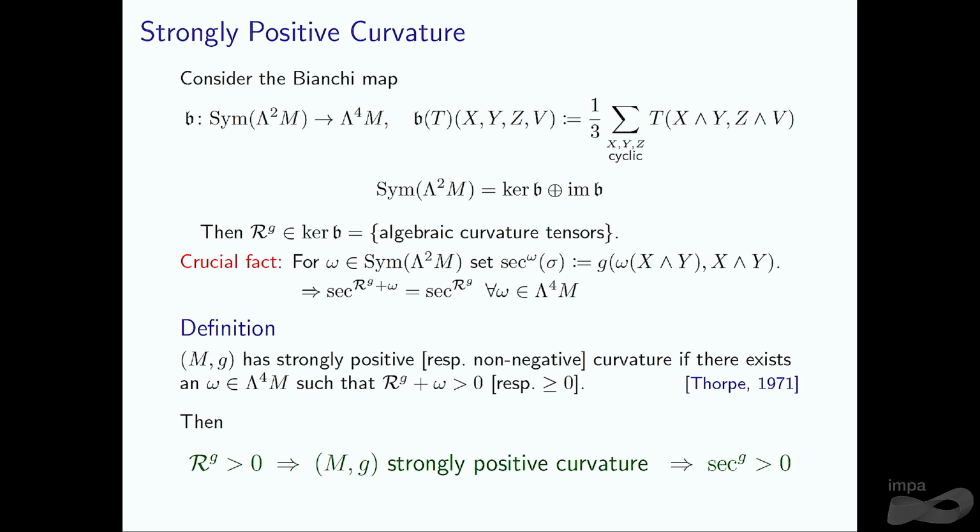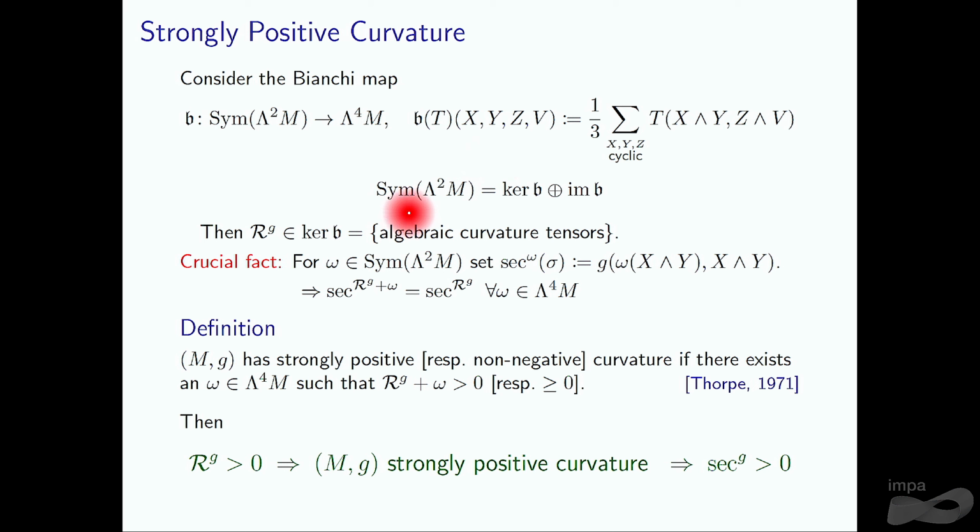So in order to formulate it properly, let's look at the Bianchi map, right, from symmetric operators on 2-forms to 4-forms, which is just that. And we know that the Riemann curvature tensor is, of course, in the kernel of the Bianchi map, which is just what we typically call the space of algebraic curvature tensors, meaning all tensors having all symmetry properties that you would require from a tensor to be the curvature of a Riemannian metric, right? Okay, so therefore we have the splitting in kernel and image.